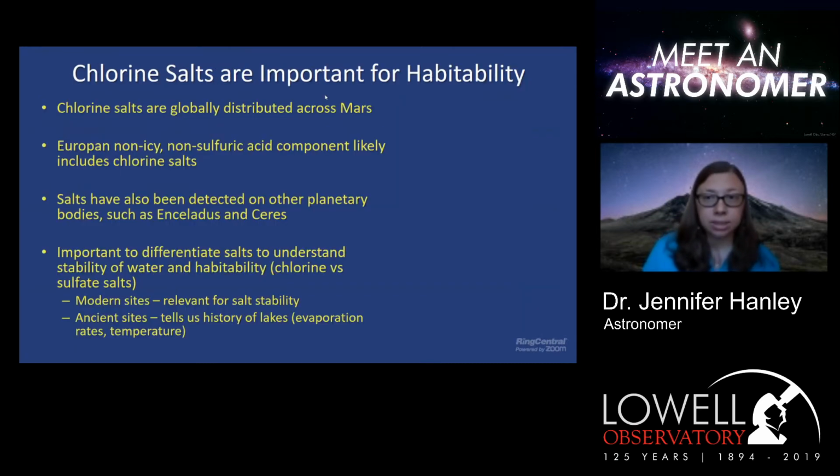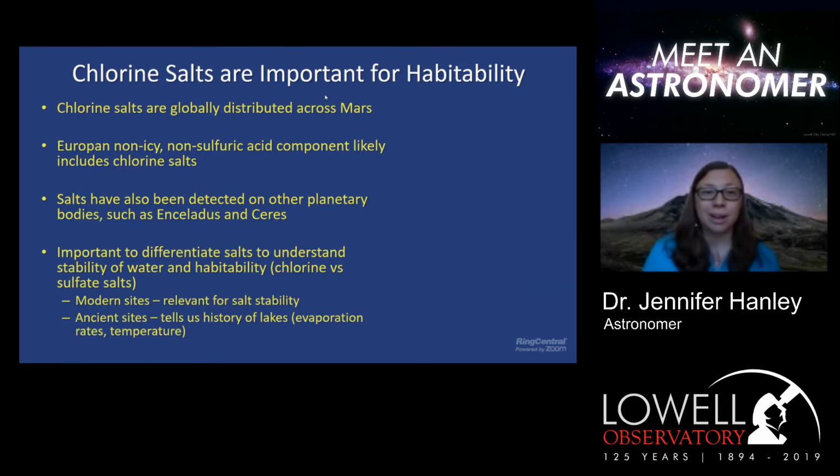So to summarize, chlorine salts are very important for the habitability of these different planetary bodies. Chlorine salts do appear to be globally distributed across Mars. In Europa, the non-icy, non-sulfuric acid component probably includes chlorine salts. Stay tuned, I'll be continuing to look at this. I didn't mention this, but just as an aside, salts have been detected on other planetary bodies, such as Enceladus and Ceres.